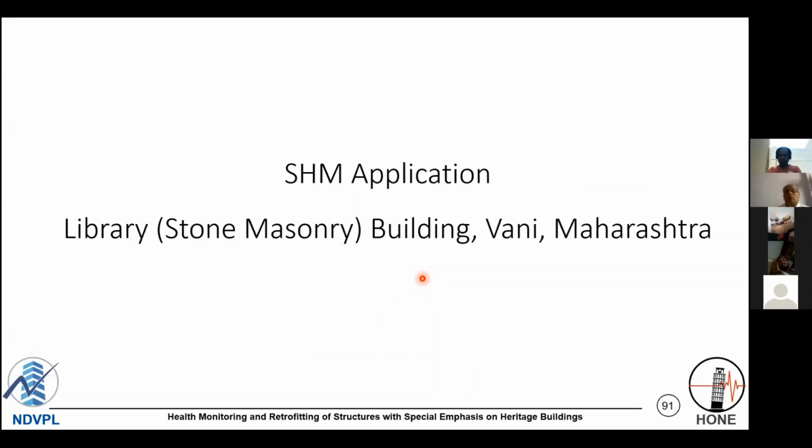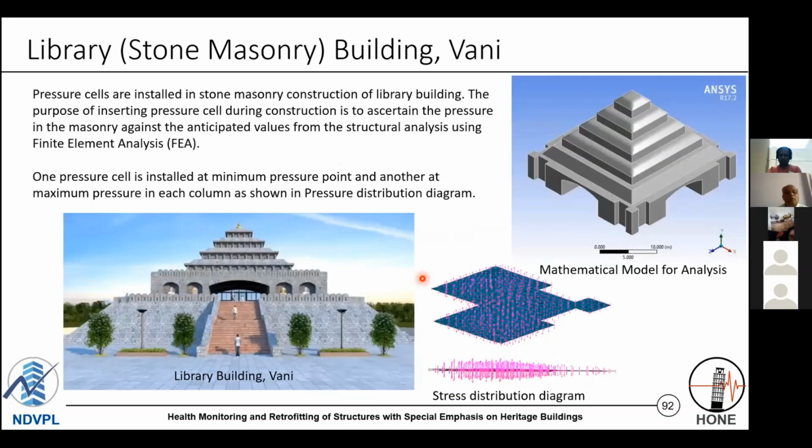This is another small example where we try to make a stone masonry structure a smart structure by embedding a pressure cell.